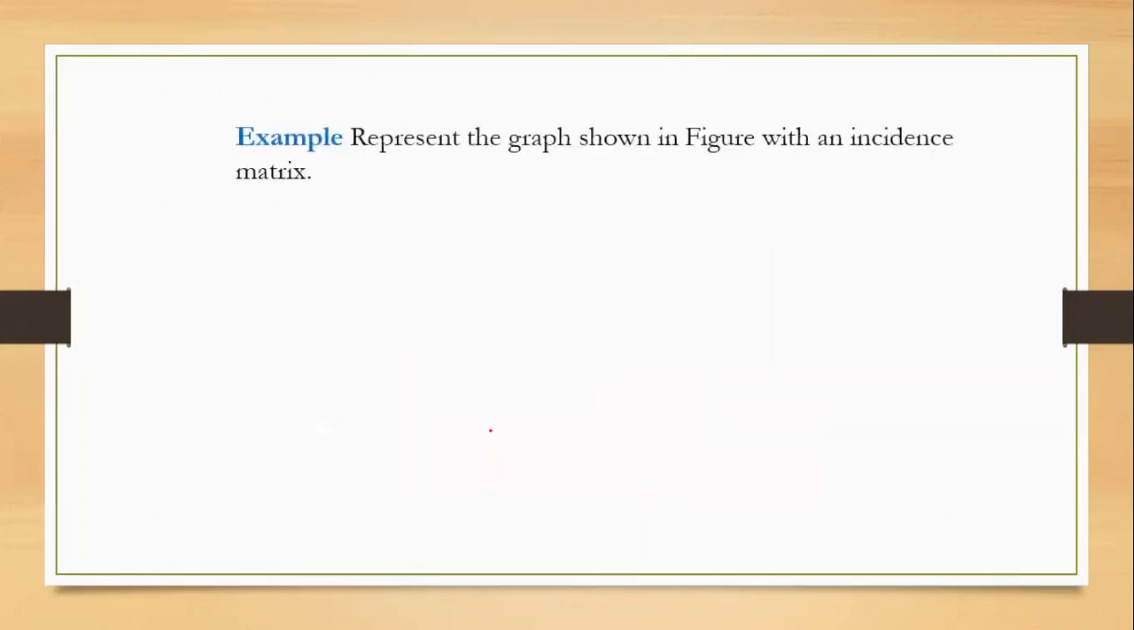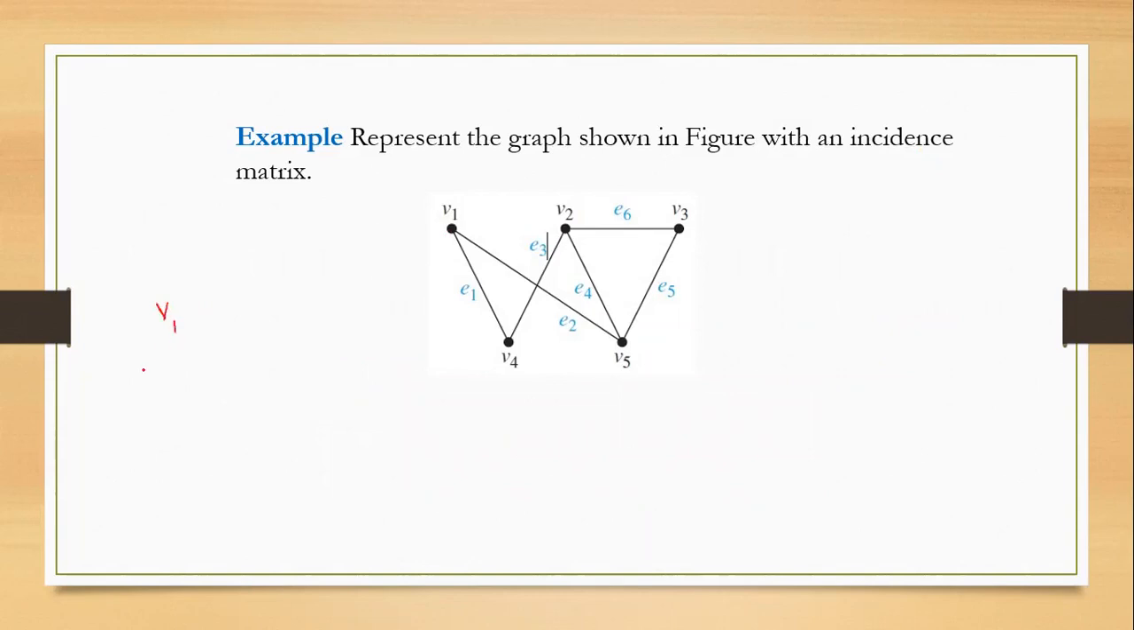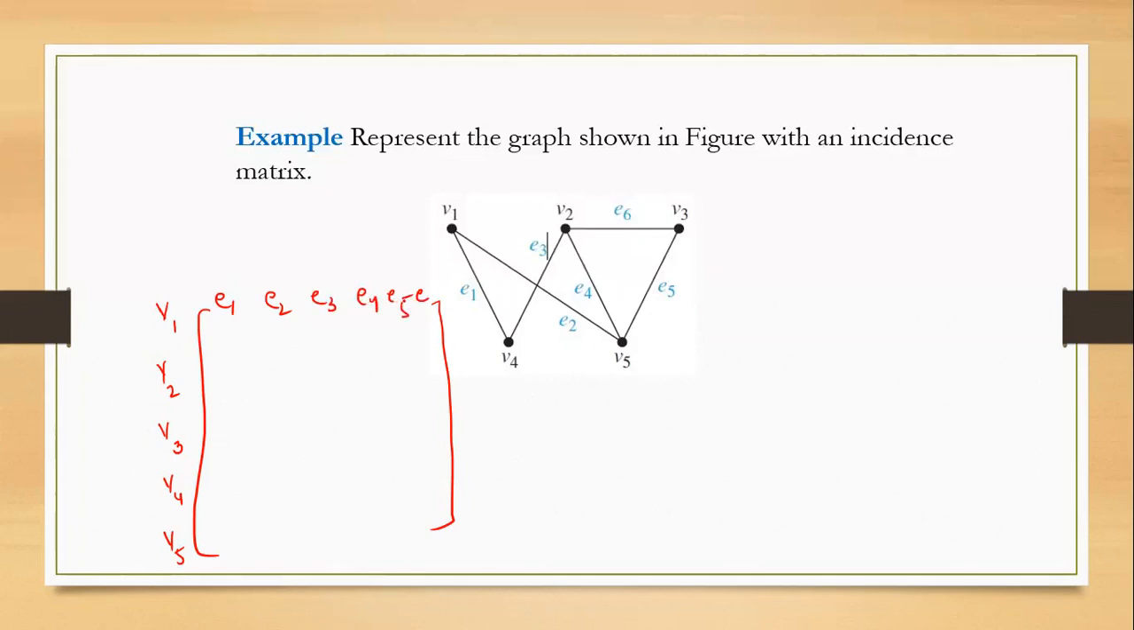Now how do we do this? Given the graph, represent the graph shown in the figure with an incidence matrix. Now in this case, what we have to do is write our vertices in the rows. So V1, V2, V3, V4 and V5 will be the rows, while the columns will be represented by the edges. So E1, E2, E3, E4, E5 and E6.